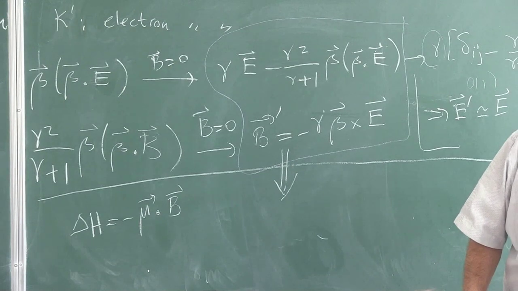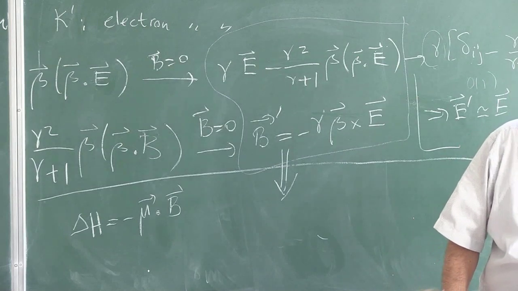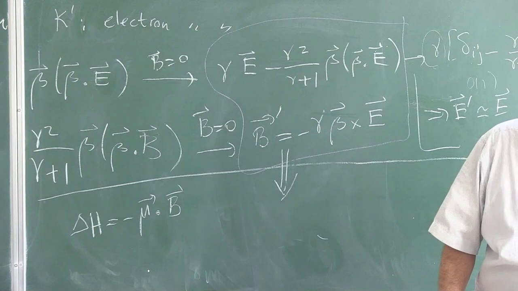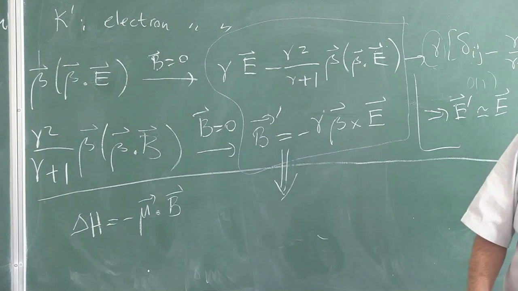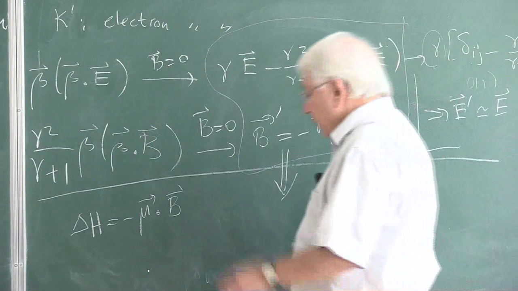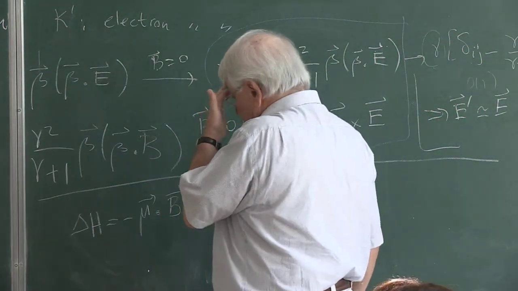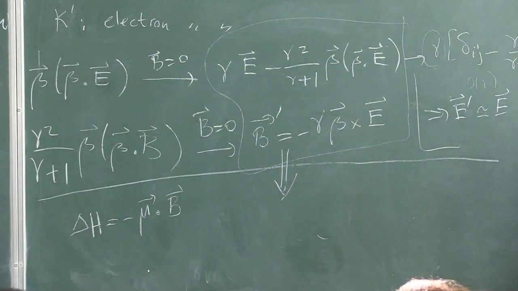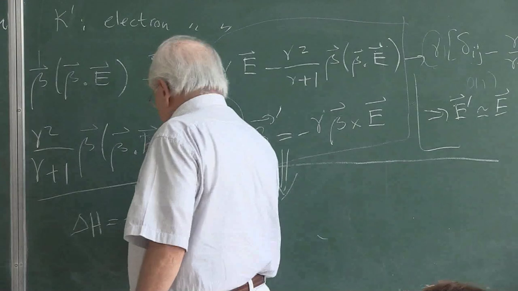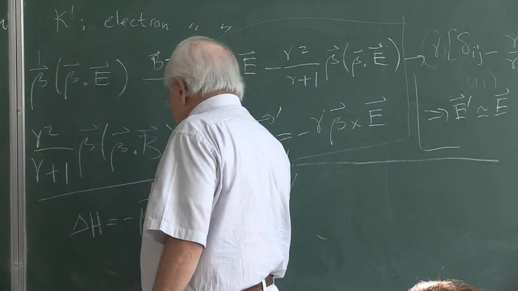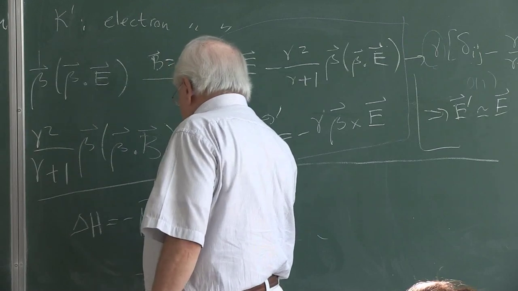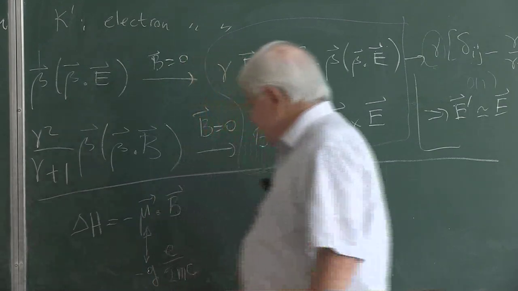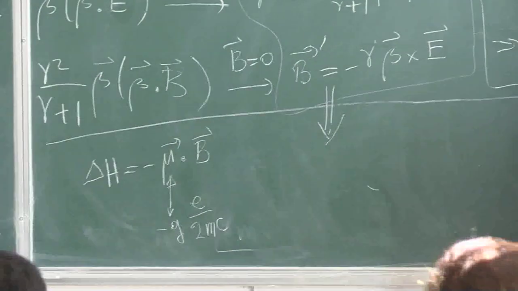Okay, so what are the further consequences of this? Let me work this out as fast as possible. Again, I have to resort to experiment. Again, Goudsmit and Uhlenbeck say that if the electron carries a spin, there's a magnetic moment associated with this. It is minus g times e divided by 2mc. g is the so-called gyromagnetic ratio. It is a physical phenomenon.